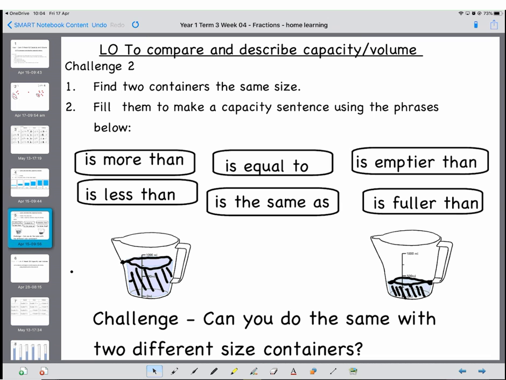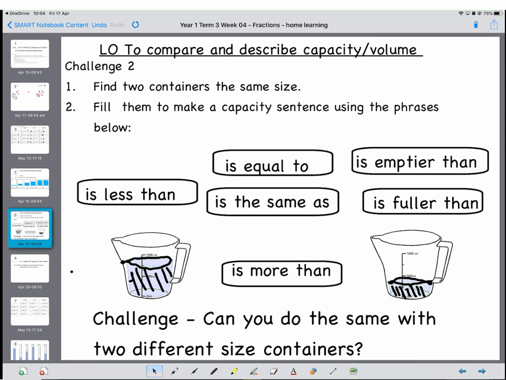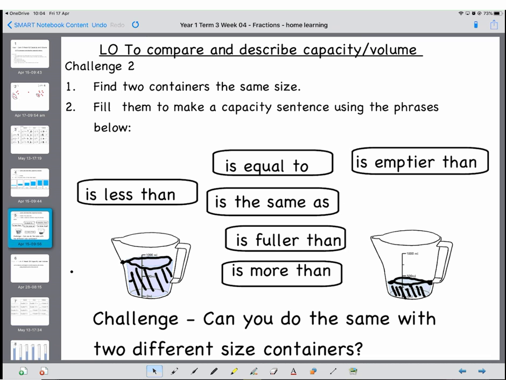Right, grown up, start the tape when you're ready again. And this time we're going to be using the is more than. Is there another one we could use? That's right, we could also use the is fuller than.